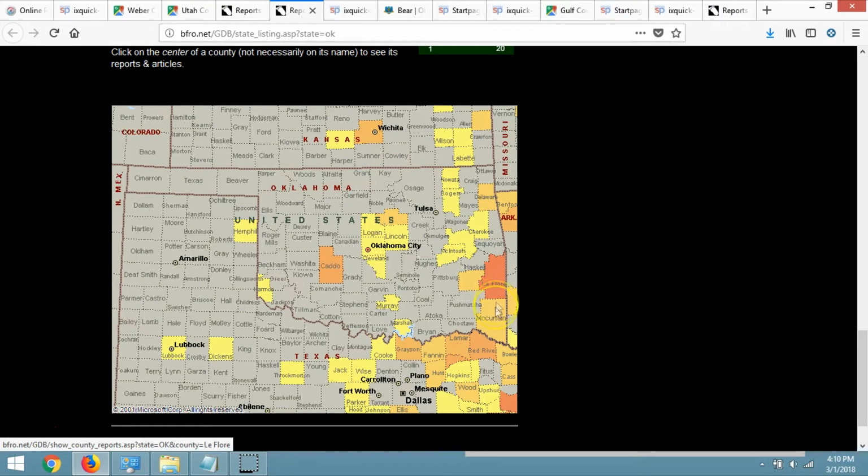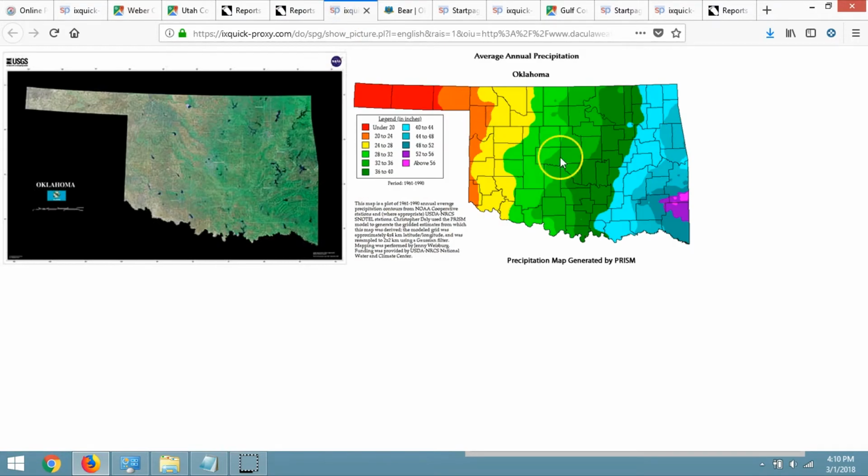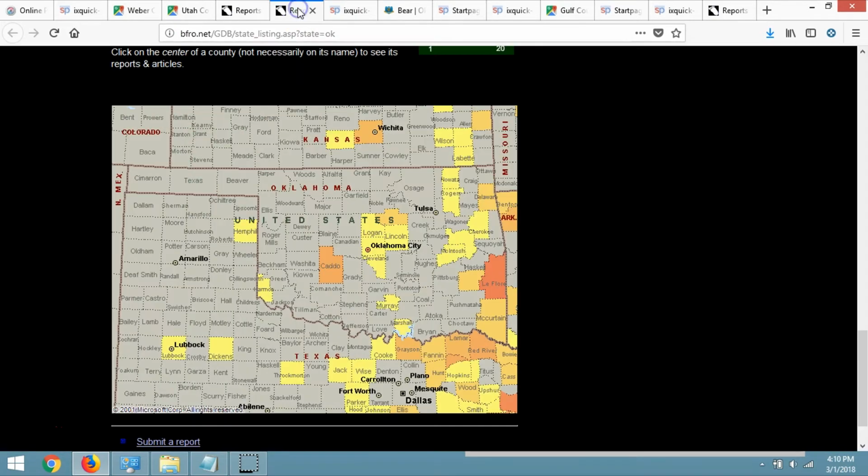So first we notice that most of the sightings on BFRO, by county at least, are over here. If we go over to the rainfall, precipitation, we see that, lo and behold, the highest precipitation is also over here. In fact, this county right here probably has the most concentrated rain above 56 inches, even though there's a wider range down here. 52 to 56 is not much difference. But yeah, the highest number of views are up here, and then secondary down here in McCurtain County.